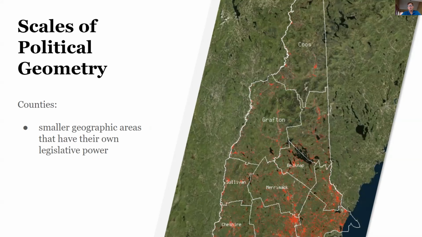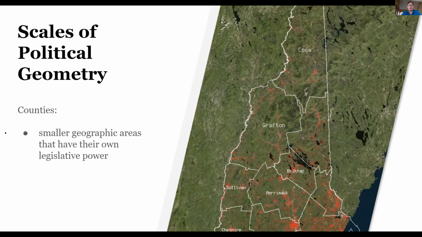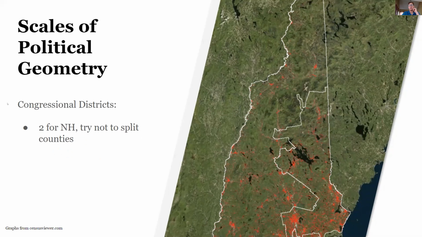Then we have counties, which aren't as important in some states, but they are important in others. In general, we try not to split them up, as far as crossing county lines when drawing districts, and they have their own legislative power, but depending on the state, some are more powerful than others. And then finally, we have congressional districts. New Hampshire only has 2 congressional districts shown here, and they attempt not to split the counties shown on the previous slide. Each state has the power to draw its own congressional districts, which is where the problem of gerrymandering comes in.